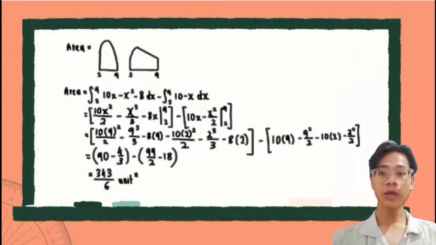Calculate it and we'll get bracket 90 minus 4 over 3 close bracket minus open bracket 92 over 2 minus 18 close bracket. And the final answer that we'll get is 343 over 6 unit square.